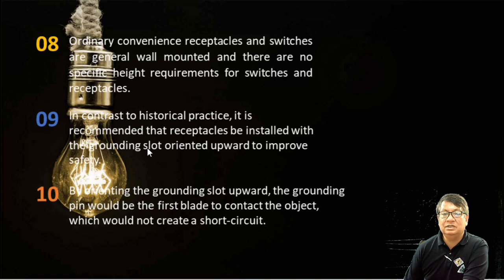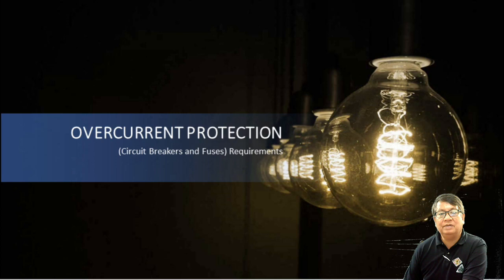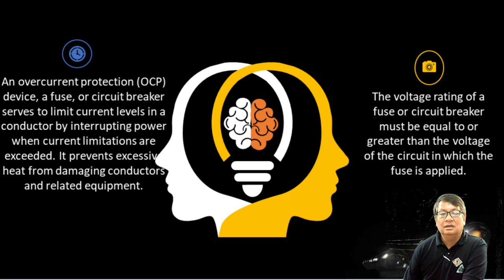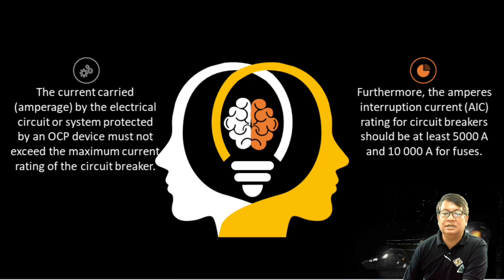Overcurrent protection, this is for the circuit breaker and fuses. For the overcurrent protection or OCP, the fuse or circuit breaker serves to limit current levels in the conductor by interrupting power. The voltage rating of the fuse or circuit breaker must be equal to or greater than the voltage of the circuit to which the fuse is applied.